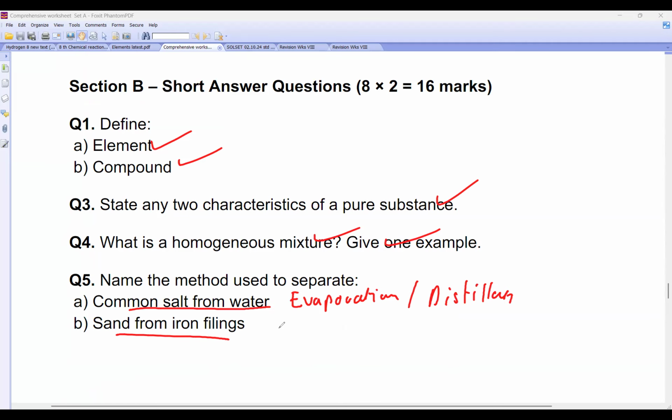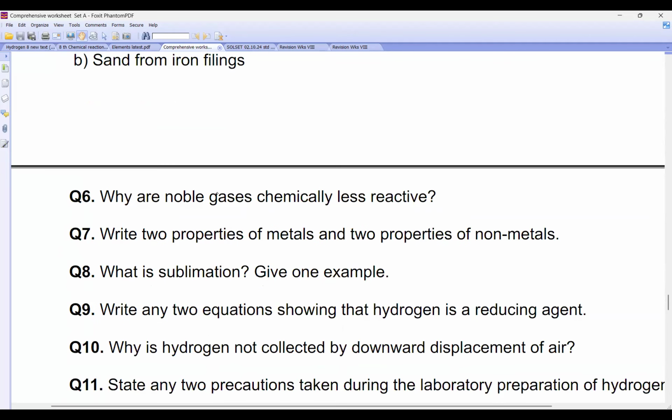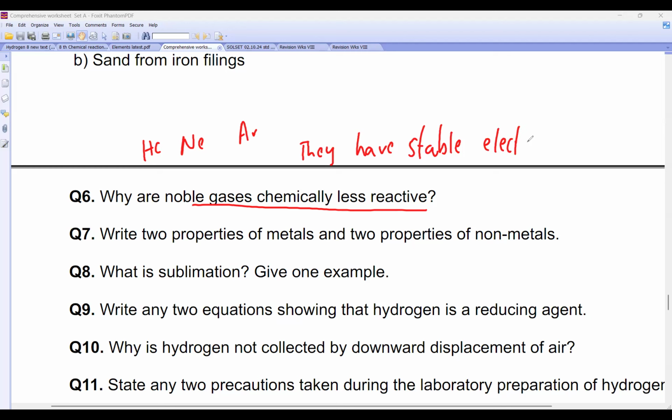Sand from iron. Magnetic separation. Next. Very good. What are noble gases? Why are noble gases chemically unreactive? Noble gases means neon, helium, argon. Their electronic configuration is stable. They are unreactive because they have stable electronic configuration. Clear?